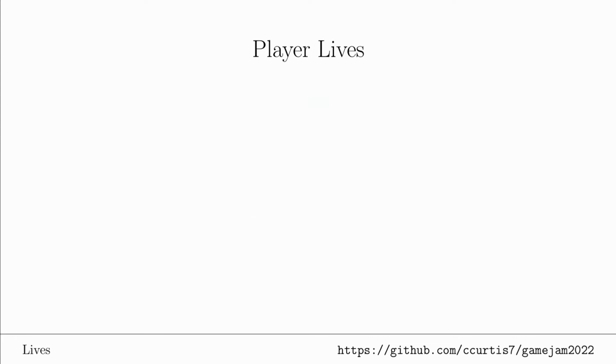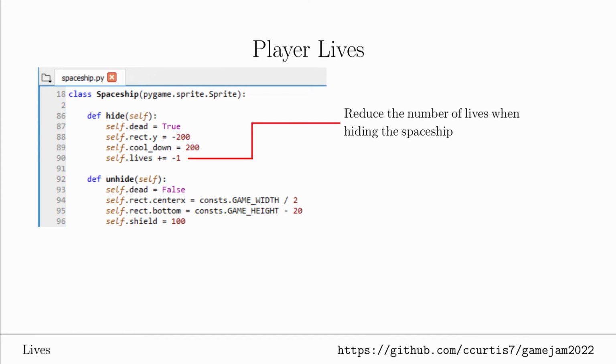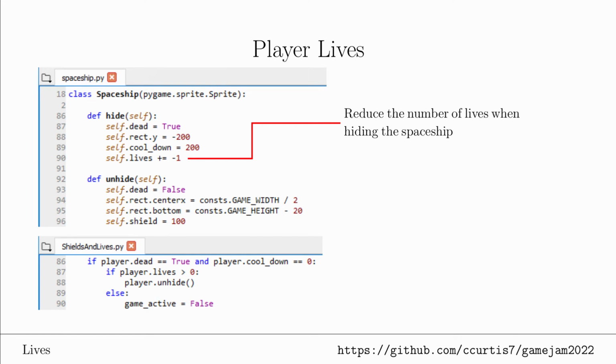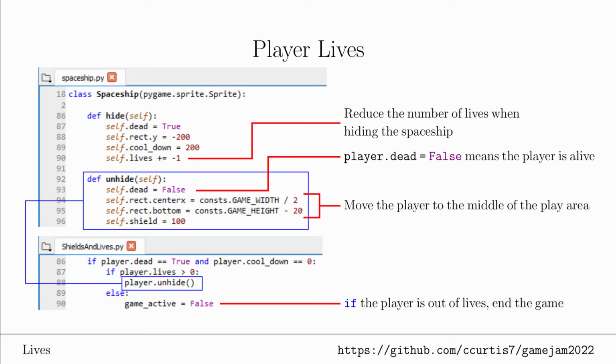At this point, we've got a value for the remaining lives, but we don't have a mechanism for using those lives. Right now, when the player is shot, we run the hide method on the spaceship, and then when the cooldown timer runs out, we exit the game. These steps need to change. When we hide the player, we also need to reduce the number of lives. And at the end of the cooldown timer, we need to apply some logic. If the player still has some lives, then we're going to make them reappear in the game. Otherwise, the game will be over. We've added an unhide method that puts the player back into the game. This sets the player's dead flag back to false, puts the player in the middle of the play area, and resets the shields.